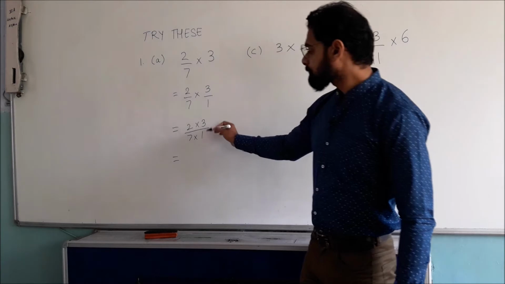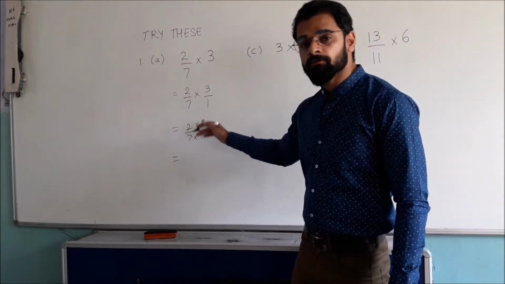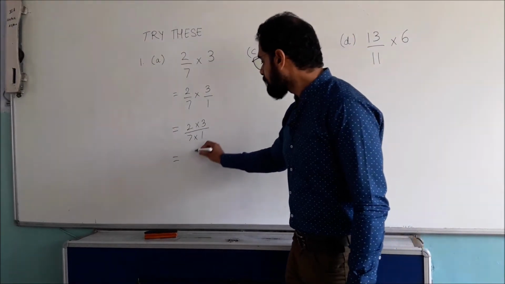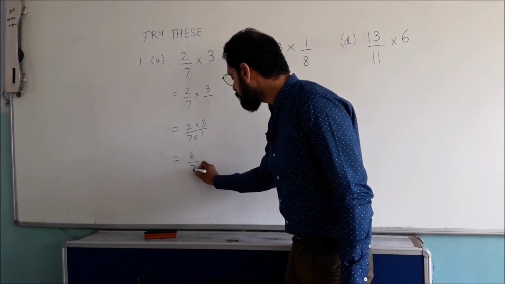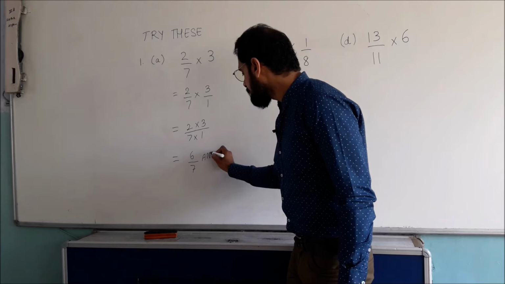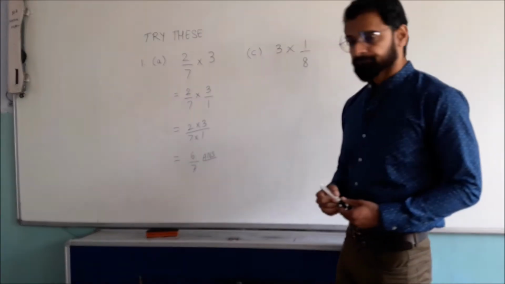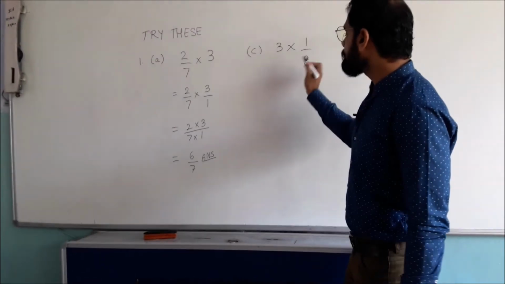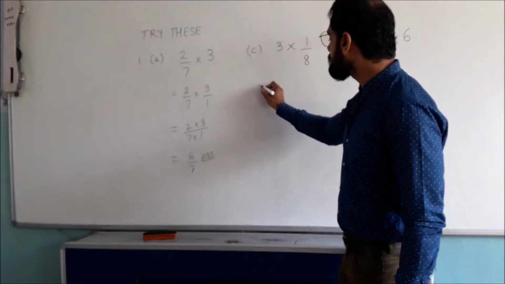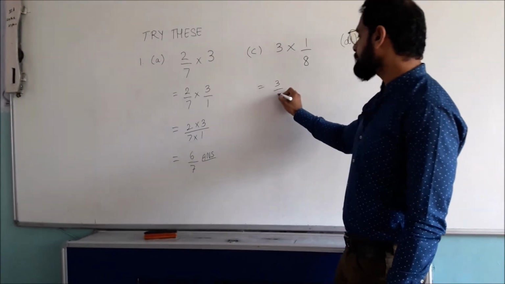So here you can clearly see there is no common factor which can be cancelled. So we'll simply multiply. 6/7. This will be the answer. Another part, C part. Here 3 is to be multiplied with 1/8. First of all, 3 will be written as 3/1.